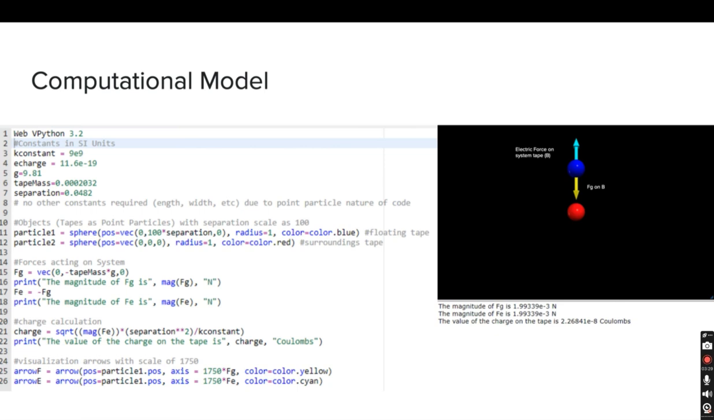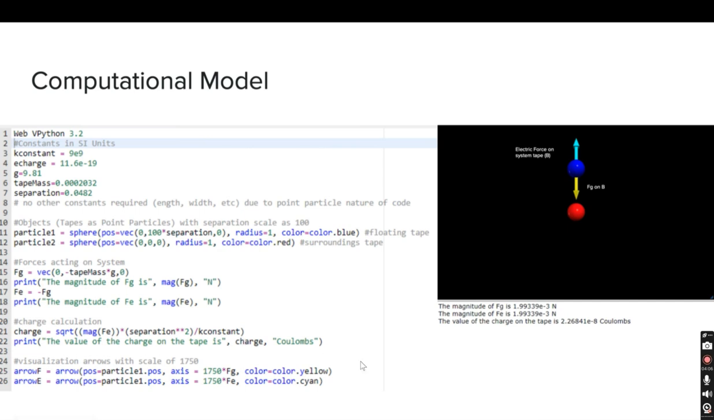I set Fg equal to the vector 0, negative tape mass from the constants times g, and then I made a print statement for the magnitude of Fg, and I did the same with Fe, except this time it was the negative of the force of gravity based on the static equilibrium we talked about. Next, I calculated the charge using that equation that was derived from earlier and printed the charge in coulombs. And lastly, I created a visualization with a scale of 1750 of the arrows representing the electric force on the tape system B by A, which is the red, and the force of gravity on B.